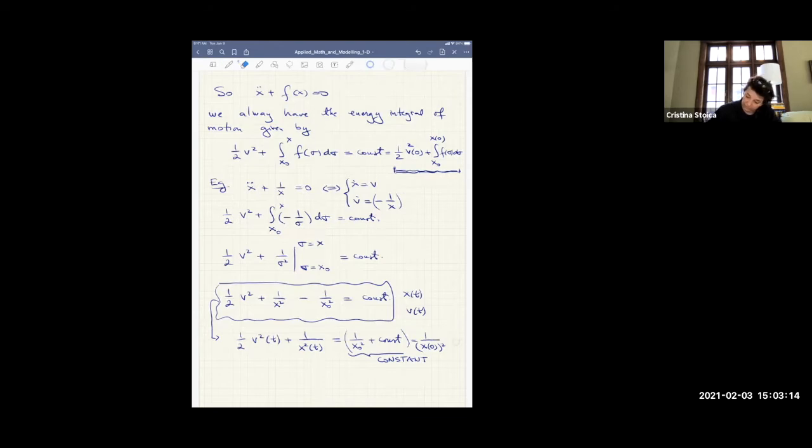Let's write it again. So 1 over 2 v squared of t plus 1 over x squared of t is constant in time. And what that constant is, is what these functions have as value at time 0. There you go. So if you want, we can write it like 1 over 2 v naught squared plus 1 over x naught squared. The point is that it is whatever. So for every initial condition, we'll have a different constant. Every set of initial conditions, every position and velocity, will give you a different constant, which will define another curve in the phase plane.